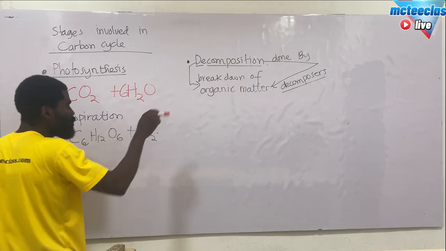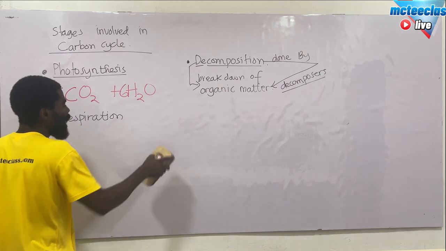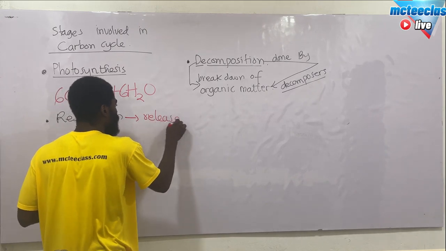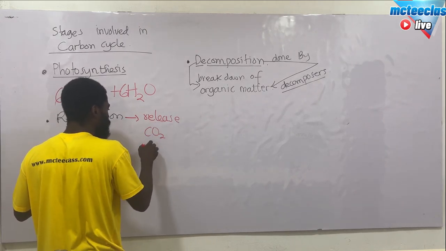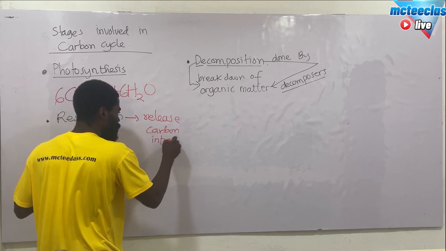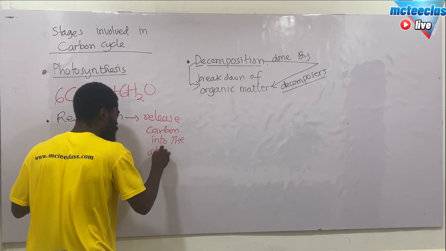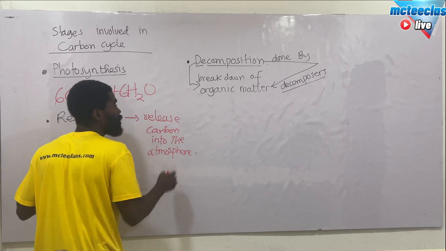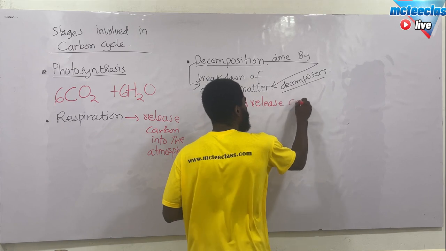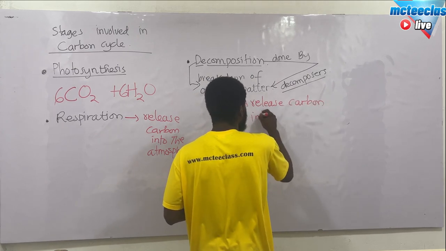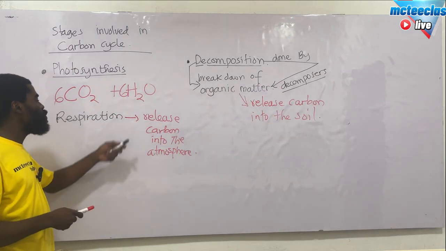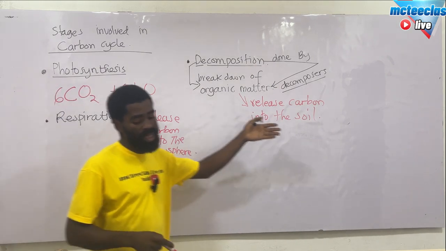So once again, these guys will release carbon into the soil, not the atmosphere. These guys release the carbon into the atmosphere. So respiration releases carbon into the atmosphere. So here we say they release carbon into the atmosphere. Then these guys, the decomposers, release carbon into the soil. So at the end of the day, you also release. But where do you release it into? Atmosphere. I put in the soil.